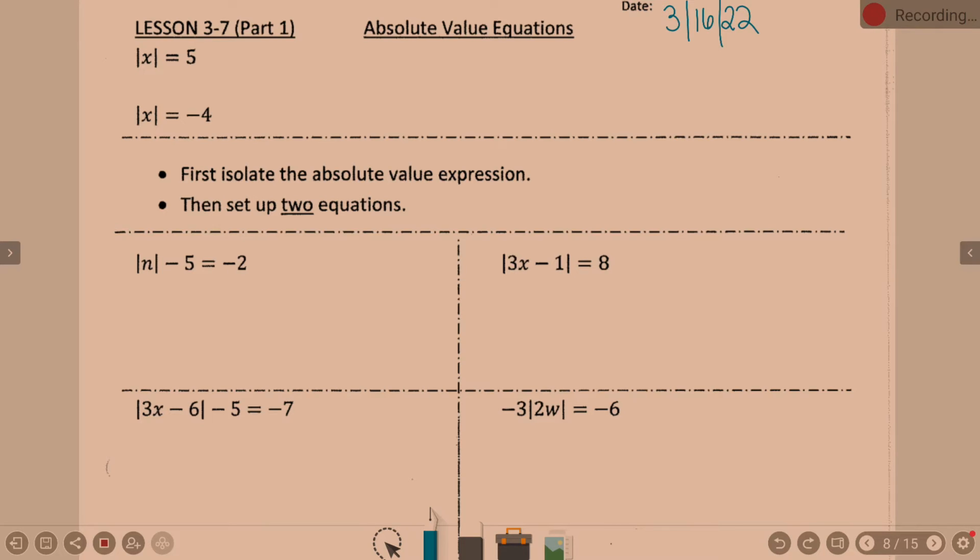And you have a homework tonight. I believe I titled it Lesson 3.7 Part 1. And then tomorrow we'll do Lesson 3.7 Part 2, which is absolute value inequalities. And I believe the homework title will be Lesson 3.7 Part 2. Does that make sense? So there are two separate homeworks.